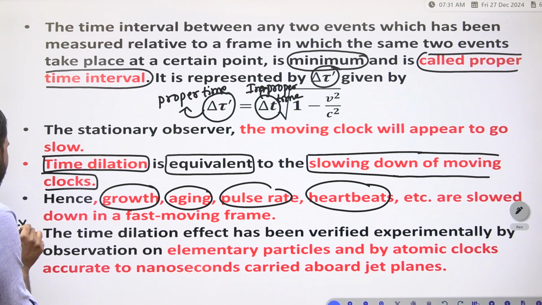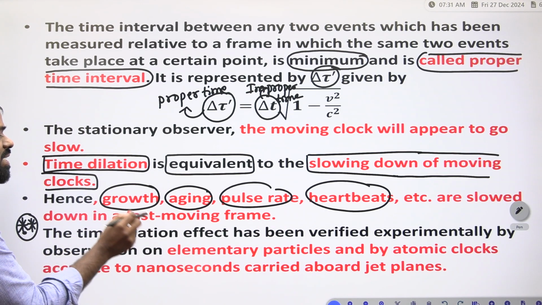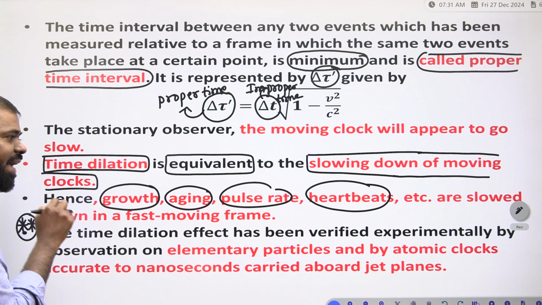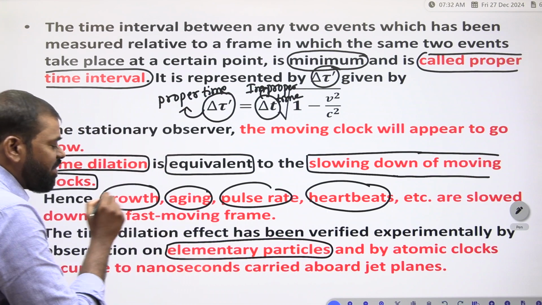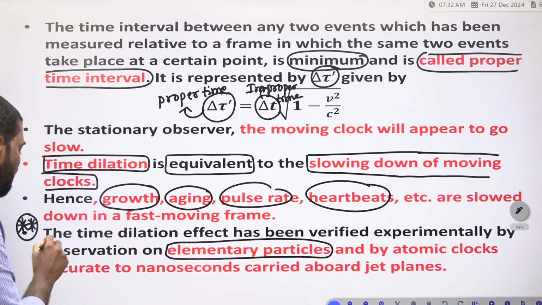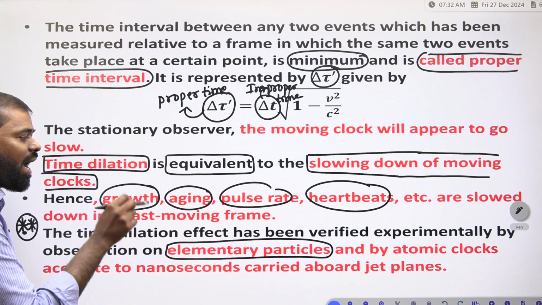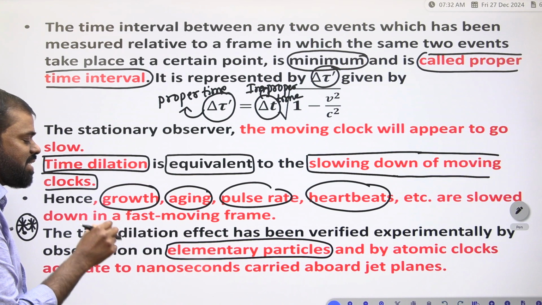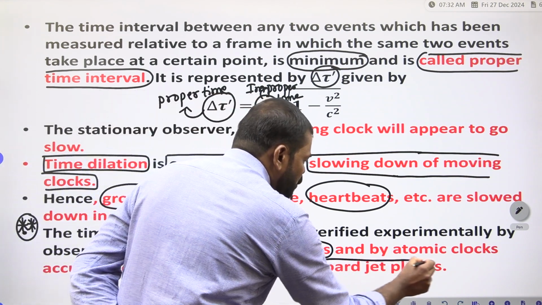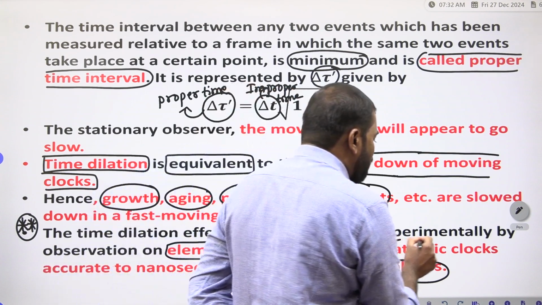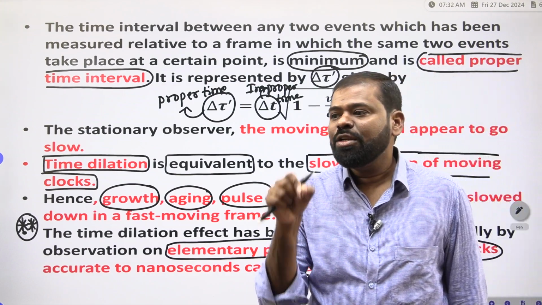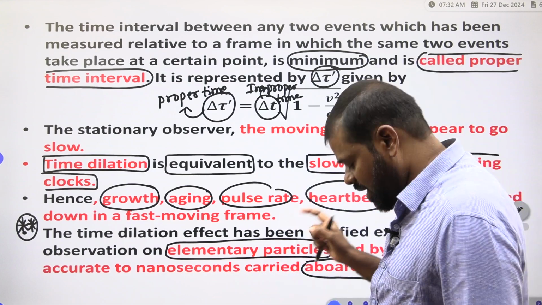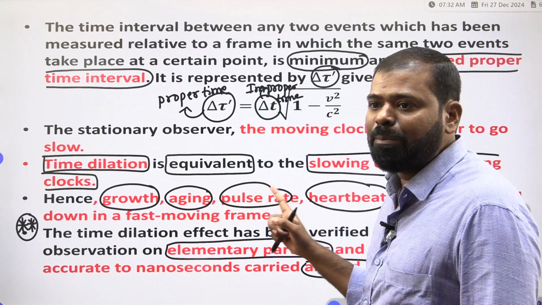So what is the application of time dilation, where are we using this time dilation? This time dilation effect has been verified experimentally by observation of elementary particles, and by atomic clocks accurate to nanoseconds carried aboard jet planes. In the jet planes we have to use an atomic clock. Which clocks are we using? Atomic clocks, to get the accurate time. So this one we have to use. This is a very important one.